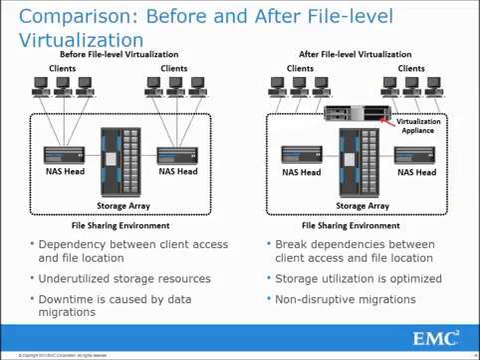This slide provides a comparison of a file sharing environment before and after implementing file-level virtualization. Before virtualization, each host knows exactly where its file resources are located. This environment leads to underutilized storage resources and capacity problems because files are bound to a specific NAS device or file server. It may be required to move the files from one server to another server because of performance reasons or when a file server fills up.